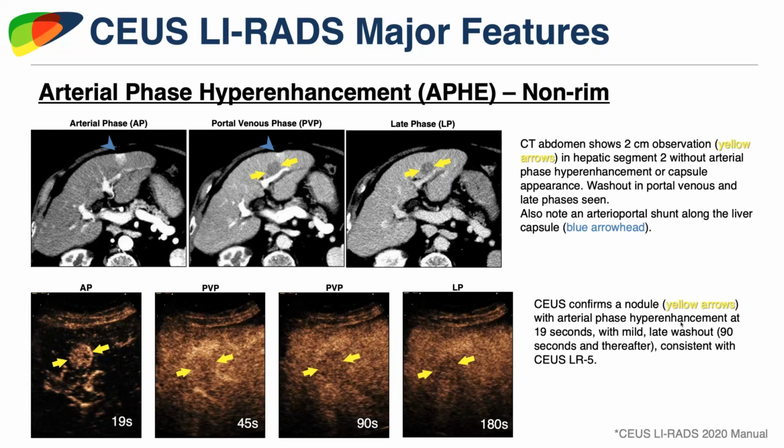On the corresponding contrast-enhanced ultrasound, we see the observation in the left lateral segment, and we're able to see the arterial phase hyperenhancement that was not seen on the arterial phase of that CT. And then we start to see the slow, mild, late washout definitive for HCC, an LR5 observation. Note that we do not see the AP shunt as seen on that CT.